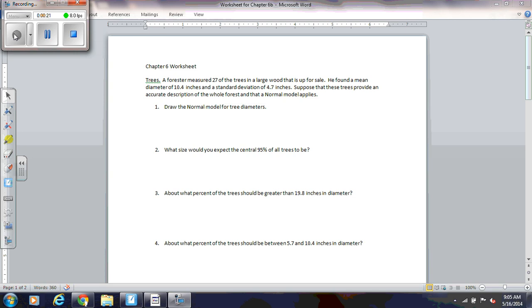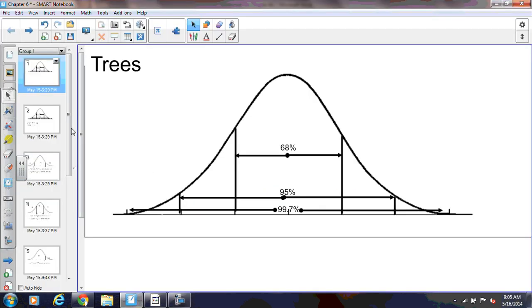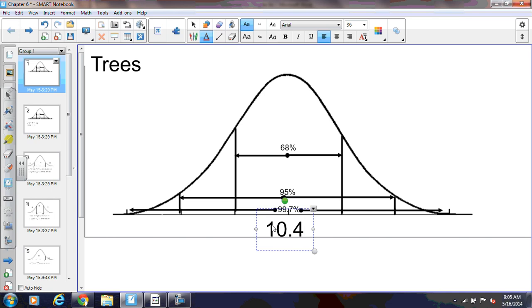The first question is asking us to draw the normal model for tree diameters. So we're going to look at the normal curve. It's a nice bell-shaped curve. The mean is going to be centered on the mean of our sample, so it's going to be 10.4.